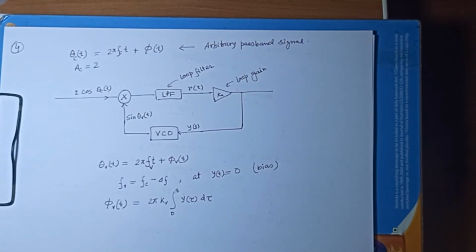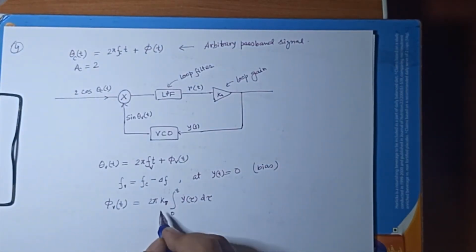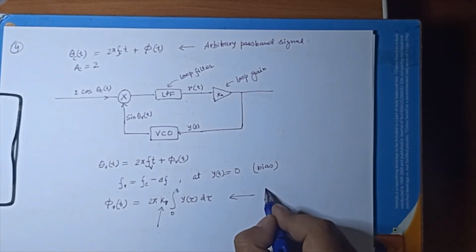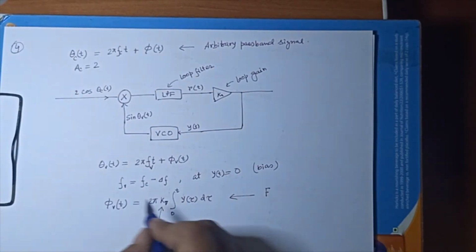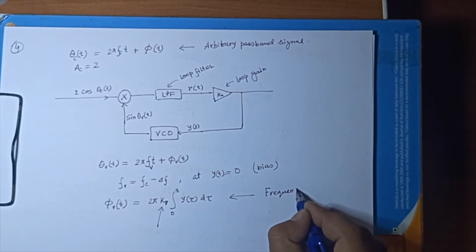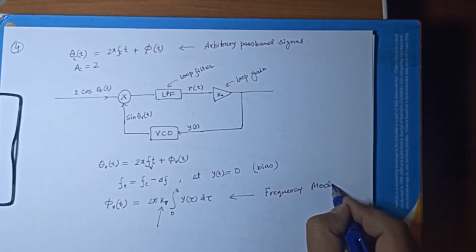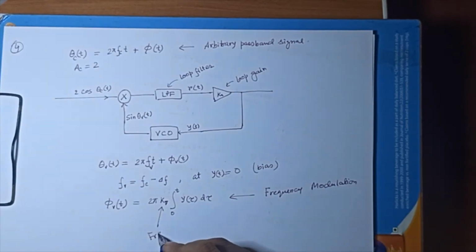So this came from your frequency or phase modulation understanding. This is not phase modulation, this is actually frequency modulation, isn't it? Phase modulation is when the phase is directly multiplied with this. This is a frequency modulation system. So this is called the frequency deviation.